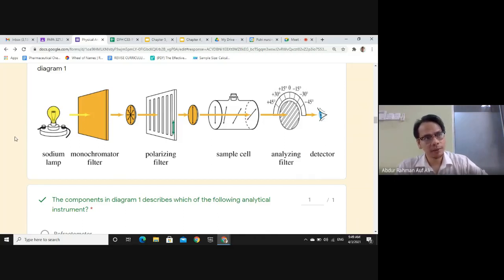Kenapa? Macam mana kita boleh guna rotation ni untuk identify? Kita observe molecules rotate melalui kita tengok rotate cahaya. So it works by sumber cahaya tu akan melalui satu monochromator. Okay, kita perlukan monochromator because certain molecules, certain compounds, certain atoms dia absorb dan dia pantulkan different wavelengths of light.